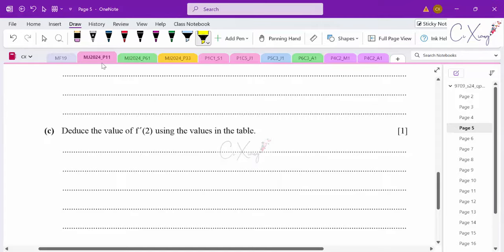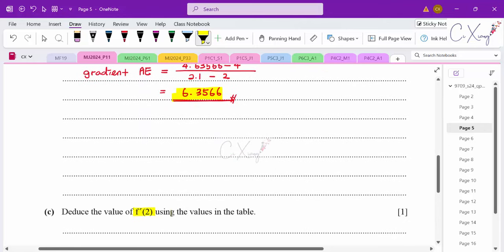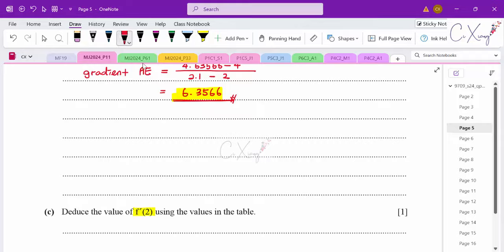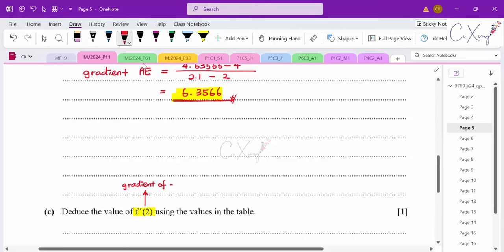Part C, they want you to deduce the value of f prime 2 using the values in the table. Okay, so f prime 2 means that it is the gradient of tangent when x is equals to 2. Because f prime x means the gradient of tangent, in other words, right? So when you substitute a value inside f prime x, basically it means that it is the gradient of the tangent at that particular point. So this is the gradient of tangent.